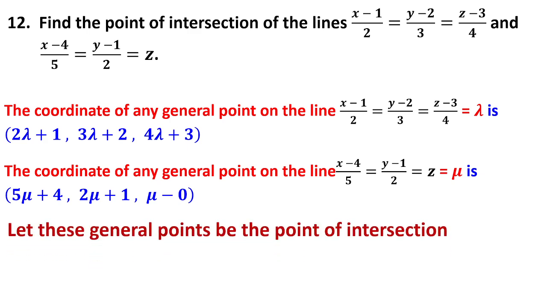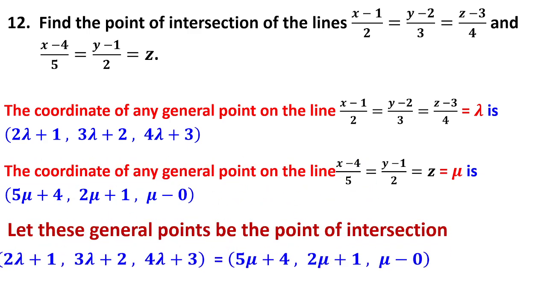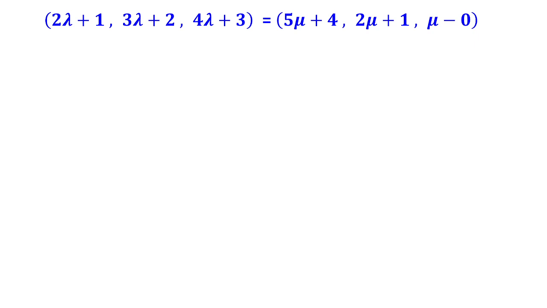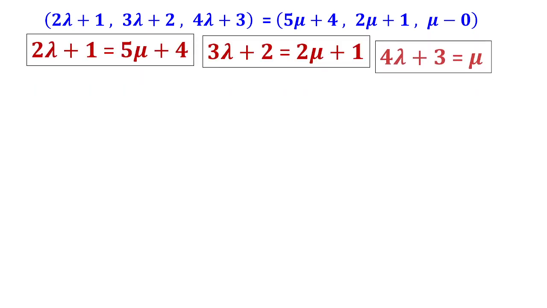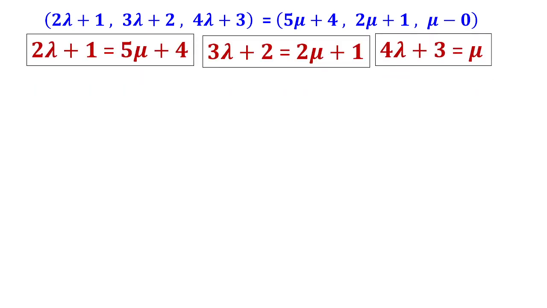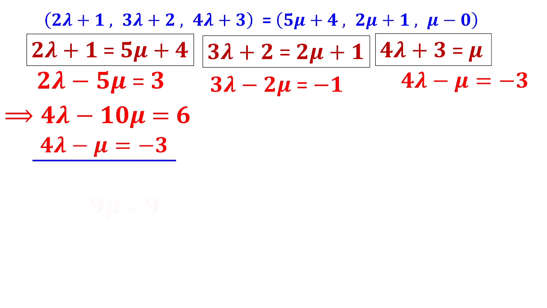Now let these general points be the points of intersection. I am equating them. I will get 3 equations now. Now use any 2 equations and solve it. Get the value of lambda and mu and check whether the values which you have found are correct by substituting them in the third equation. Let us solve it now. Normal solving, you know how to solve 2 equations in 2 variables.